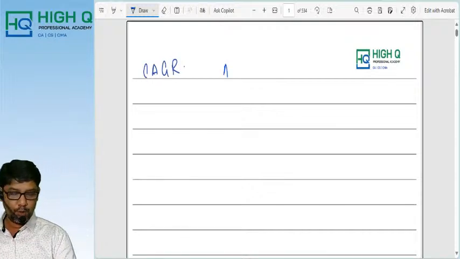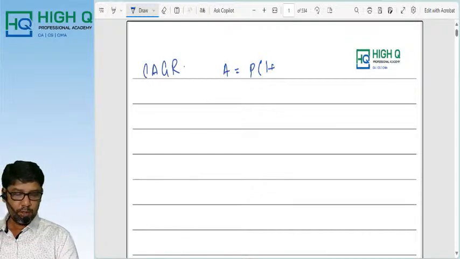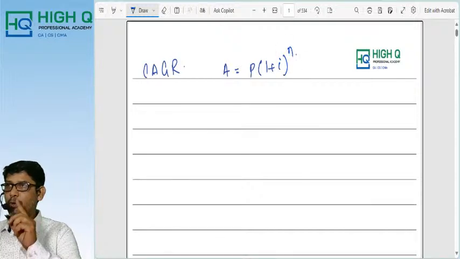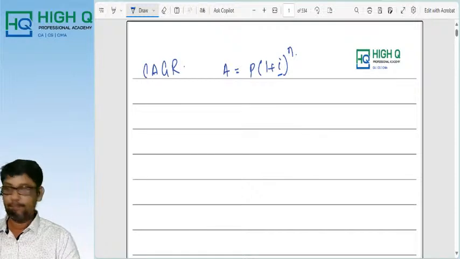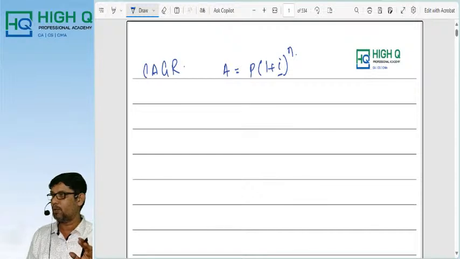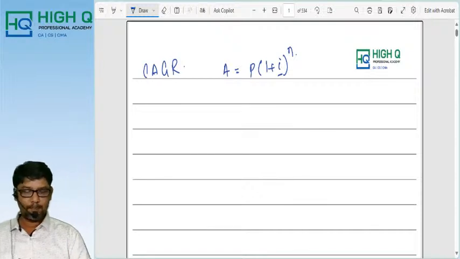See, you know the amount formula: P into (1 plus i) whole power n, compound interest. Now, the compound annual growth rate is nothing but i. We have to calculate i. This is what compound annual growth rate is. We have to calculate i, the compound annual growth rate.